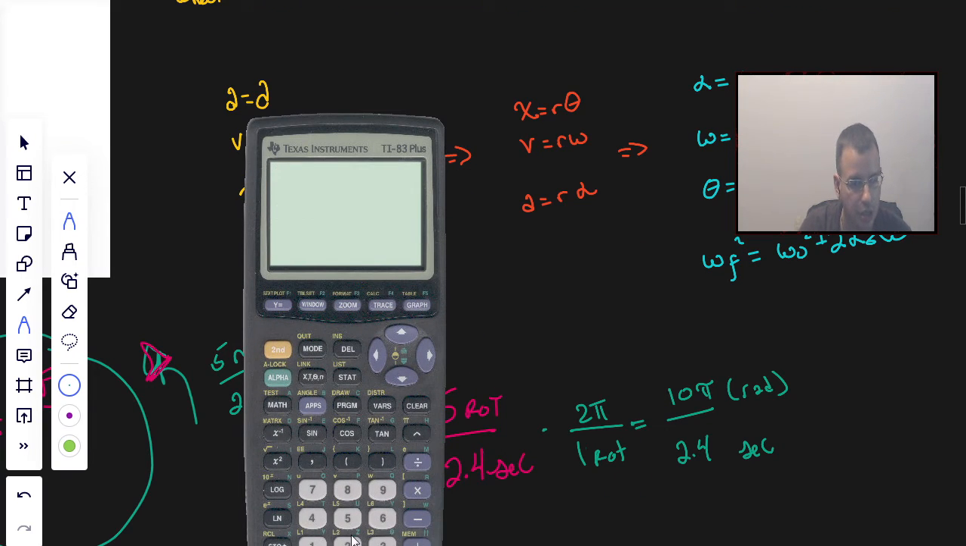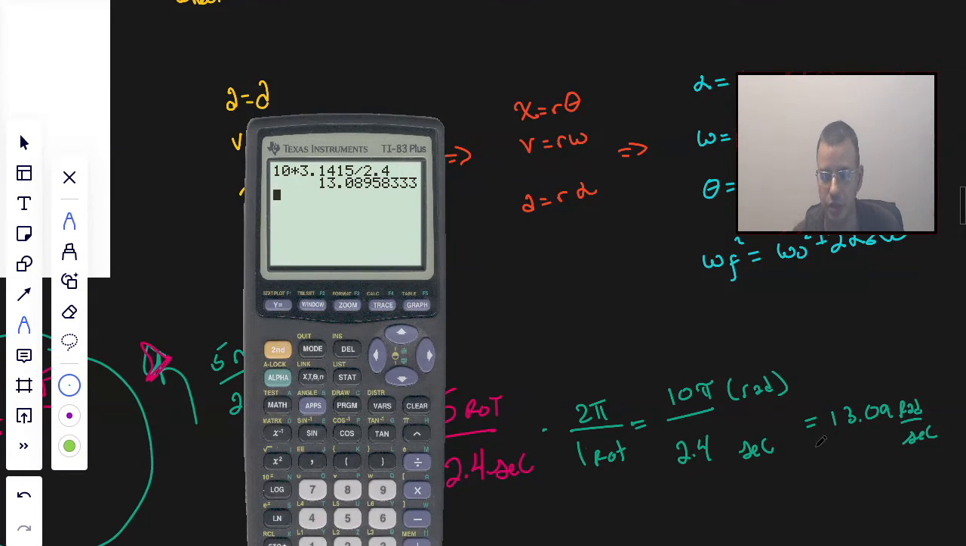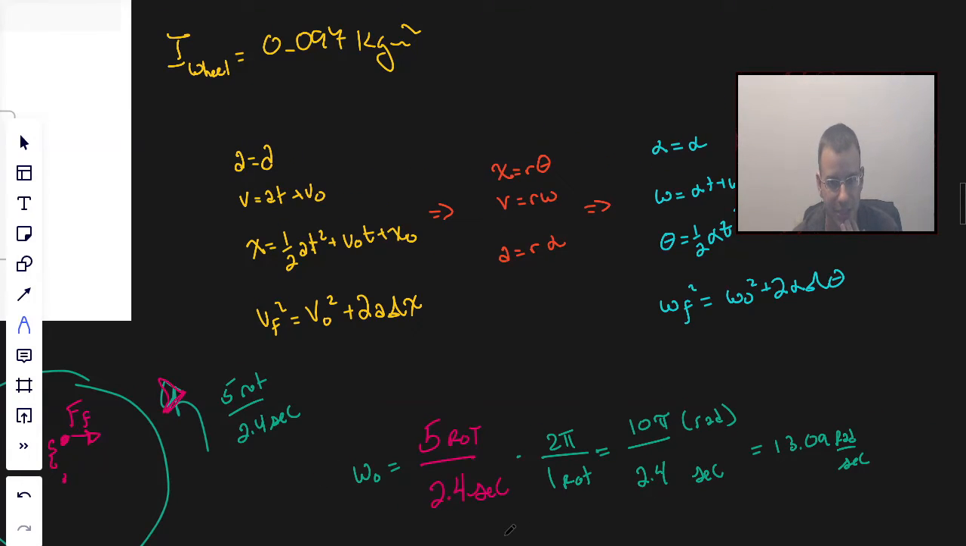On clear, 10 times 3.1415. I know I probably could have done that one in my head. Divided by 2.4, I'm going to say 3.09 equals 3.09 radians per second. And I should put radians in parentheses. I didn't. That's okay. We'll get over it. All right, so I got that piece of data.